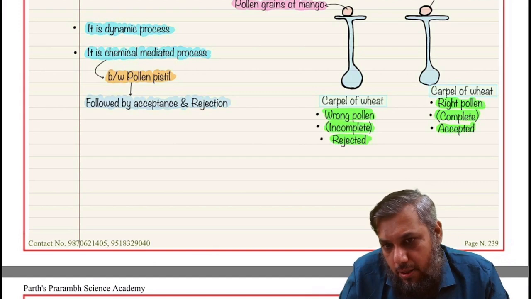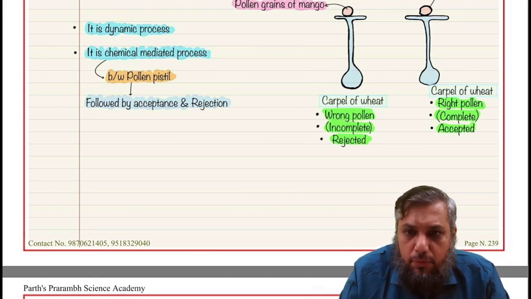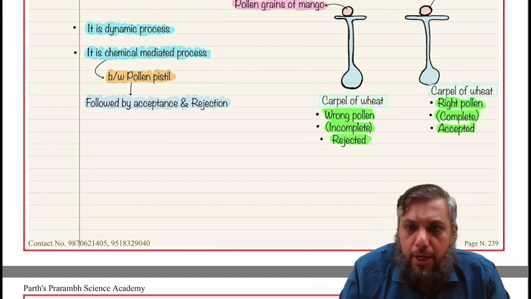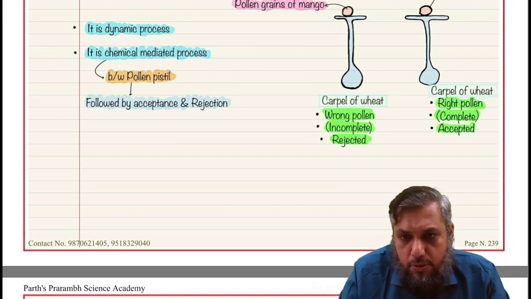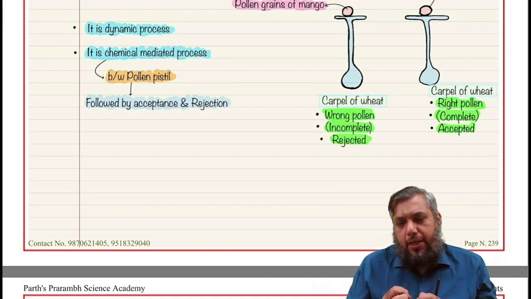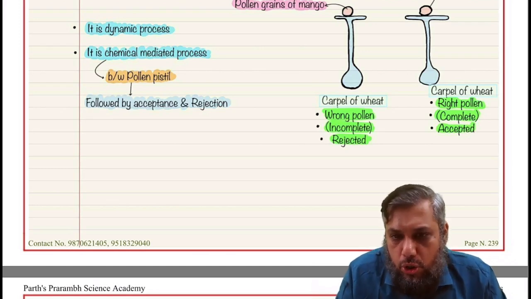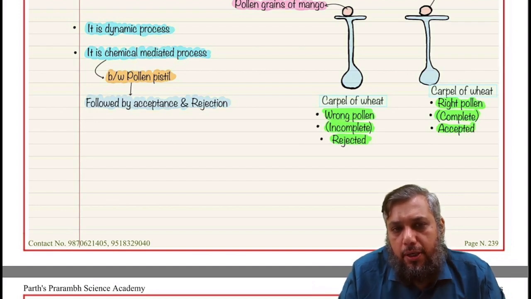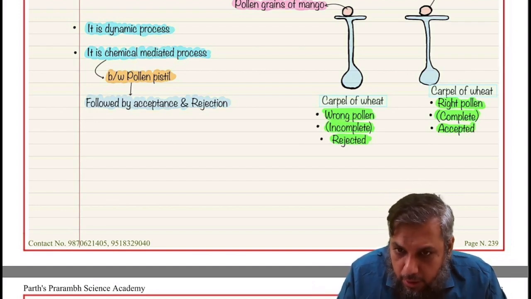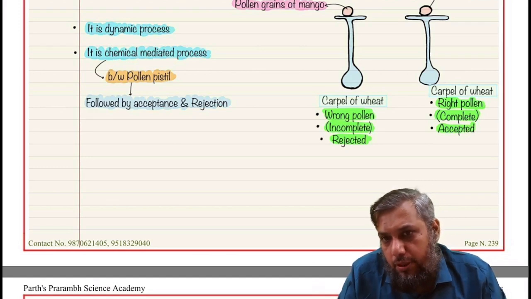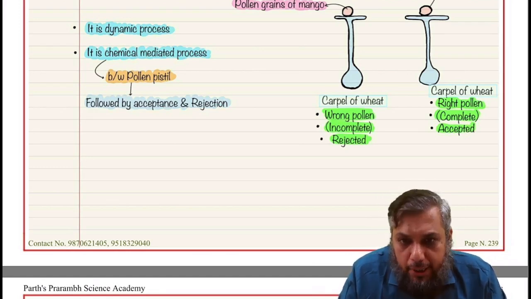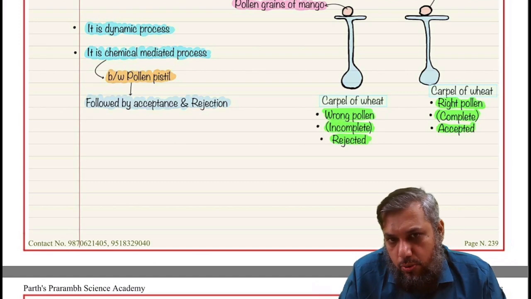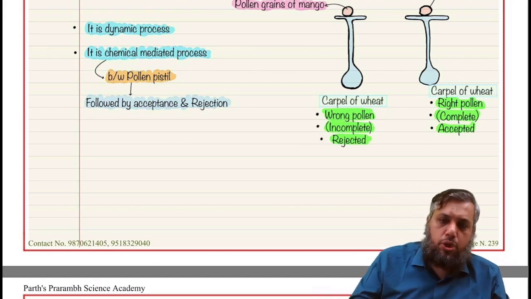Whereas on the right side, the carpel of wheat will recognize the pollen grain of wheat as self. It will release certain chemicals, a sugary substance. The pollen grain will absorb the sugars, the intine will swell and come out of the germ pore to form a pollen tube, which will result in the germination of the pollen grain. And we'll say that the pollen pistil interaction has been accepted in the case of carpel of wheat and pollen of wheat. It has been rejected between carpel of wheat and the pollen grain of mango, because in that case the stigma did not secrete a sugary solution and did not allow the pollen grain of mango to germinate.